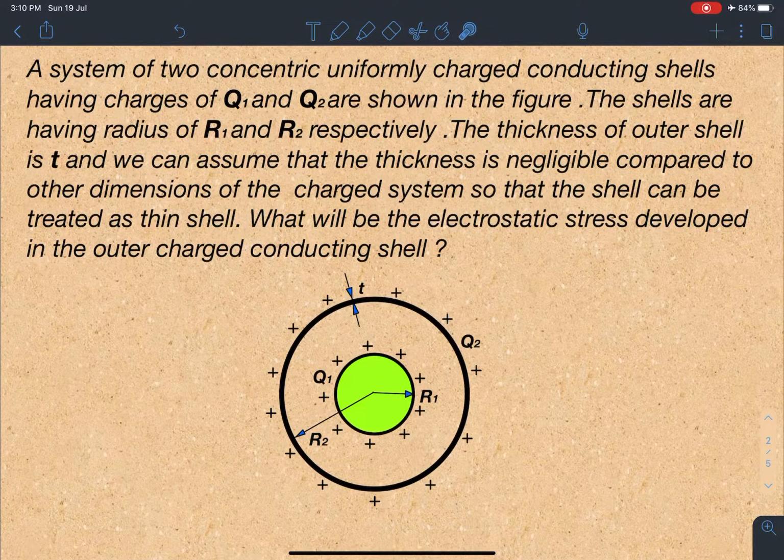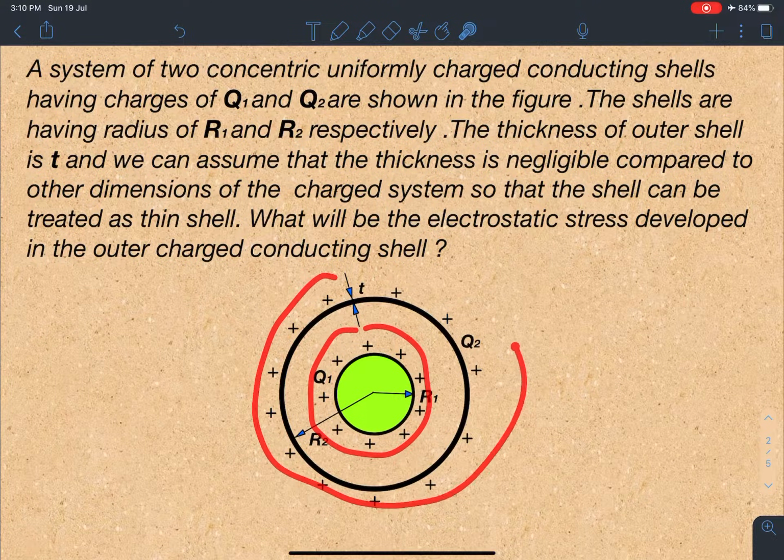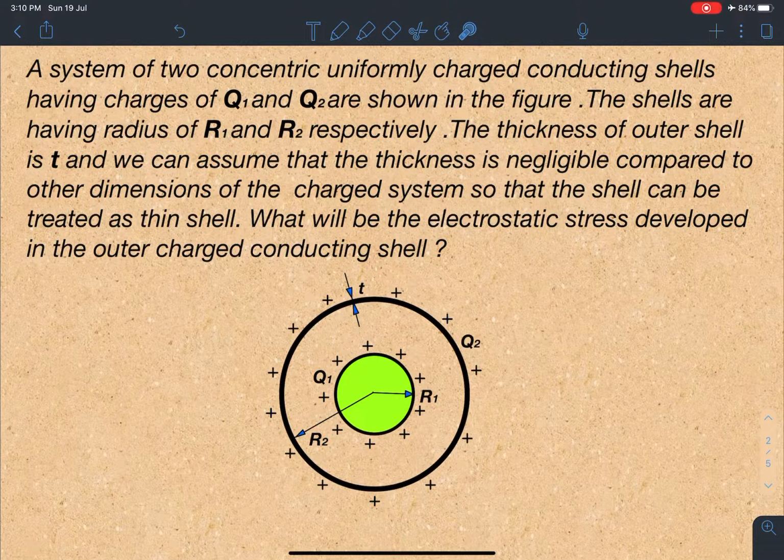So here you can see there are concentric shells having charges, their radii are given, and the outer shell thickness is also given, and they are asking about the stress. So how will the idea of stress develop? You can see charges will be repelling each other. So the outer shell, if you take any charge on it, will be repelled due to its own remaining charge, and due to the charge present on the inner shell. Okay, this is the idea. Let's discuss the concept part.